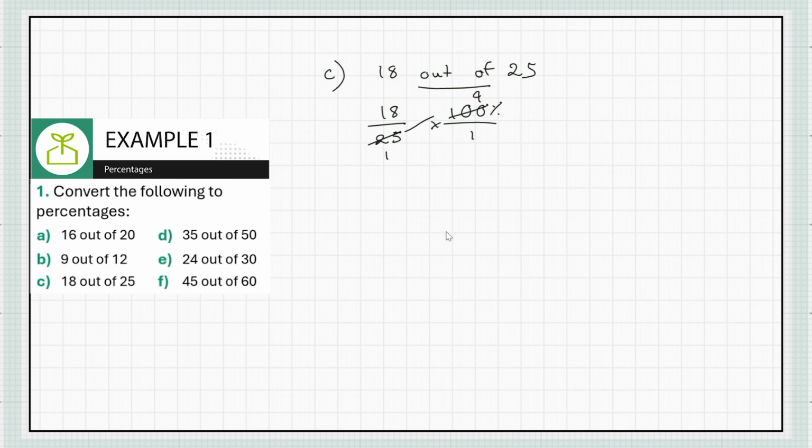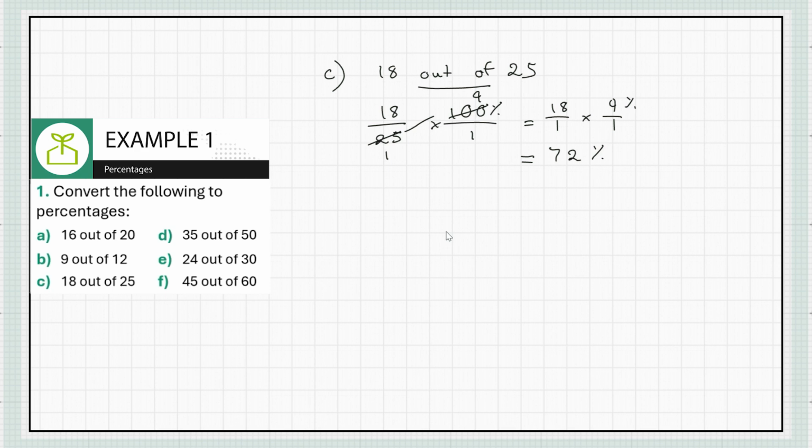So this results in 18 over 1 multiplied by 4 over 1, and we put that percentage symbol because otherwise this doesn't work. So we just have to know what 18 times 4 is going to be. So you can break this up into two parts. You can do 40 plus 32, or you can just do it in one go. So this actually equals 72%.